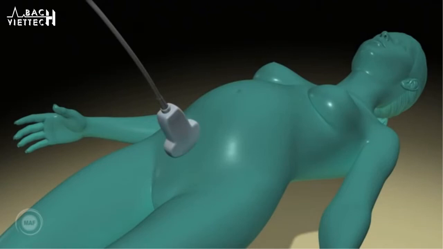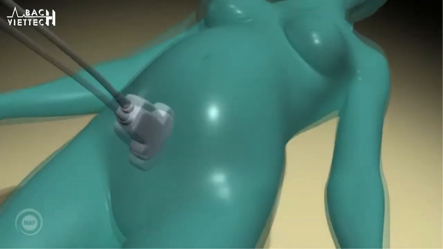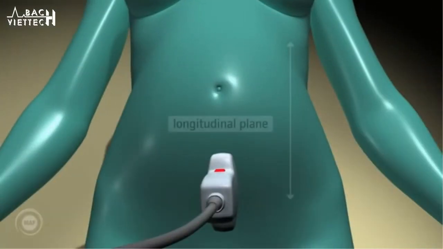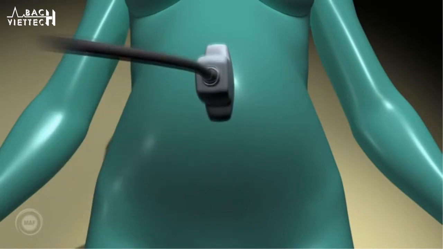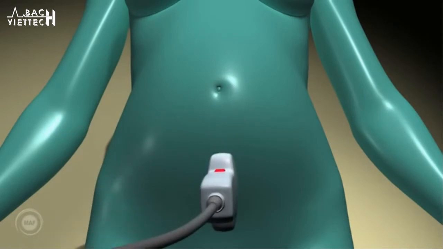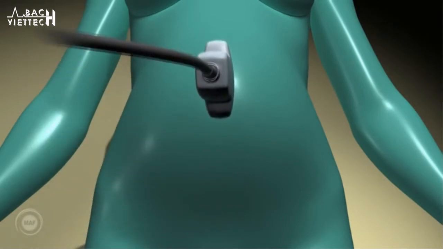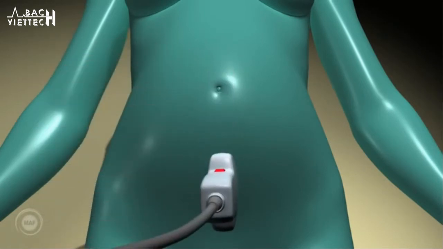Longitudinal. When initiating a scan, one always starts with a probe over the pubic bone of the mother in a longitudinal plane. This means the long axis of the probe is lined up with the long axis of the mother. We then scan systematically up and down her abdomen, taking slices lengthways.